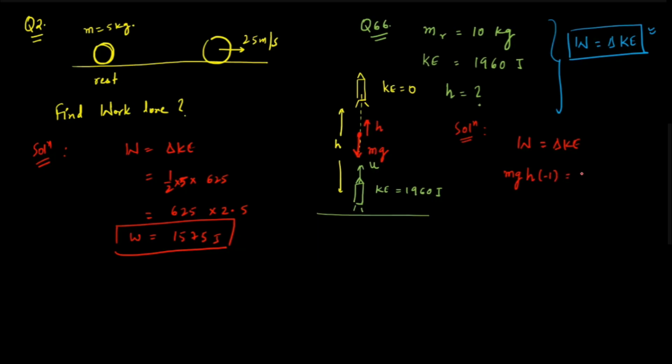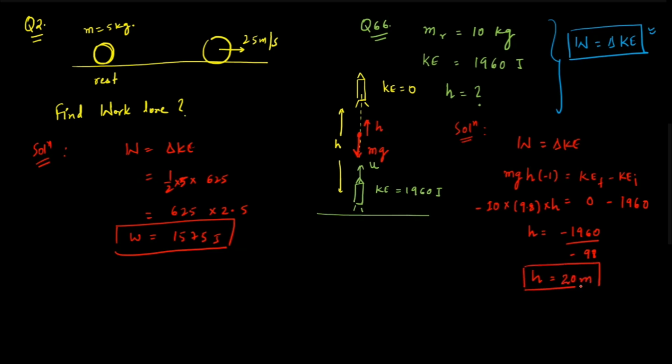And change in kinetic energy can be written as final minus initial. Final must be 0. Initial is going to be 1960. Mass is given as 10 kg, so we can take it as 10 only. g is going to be 9.8. Height is something we have to find. So this height is going to be negative 1960 over negative 98. So can I say it must have raised up to 20 meters of height? This much you have to do here. That's it.